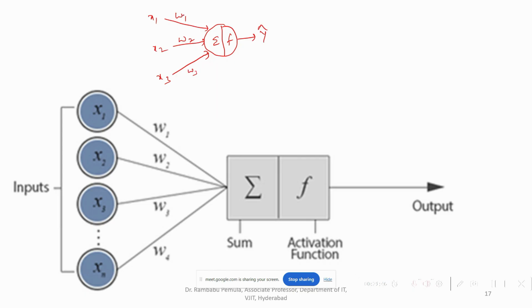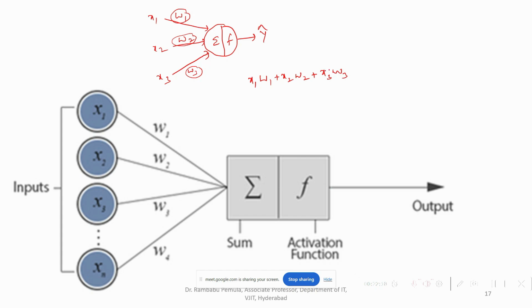The weights act as a link between the inputs and the neuron. That means how much effort you are going to put on the corresponding input value x1, x2, x3. These are called weights. Now for this example, we have x1 into W1 plus x2 into W2 plus x3 into W3.